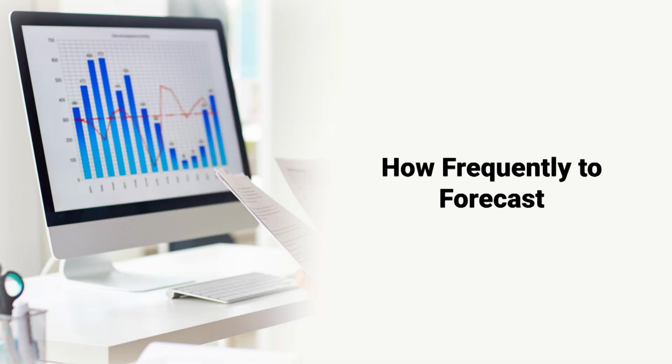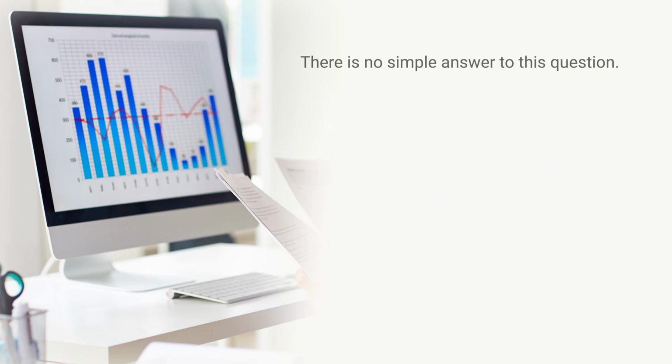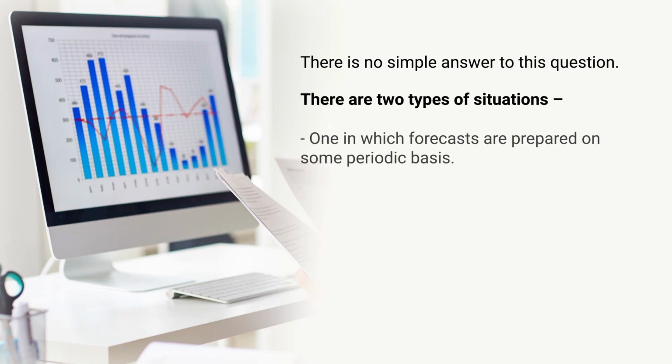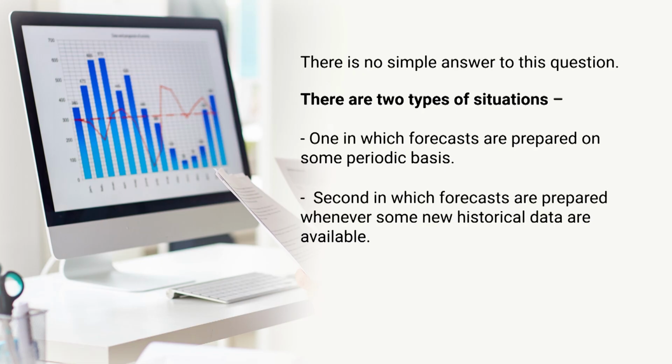How frequently to forecast? This means we have to forecast for a shorter period, a middle period, or a long period, long range planning. There is no simple answer to this question. There are two types of situation: one in which the forecast is prepared on a periodic basis, and second, the forecast is prepared whenever some new historical data are available. If some data is there, we reforecast and amend the demand for the new scenario.